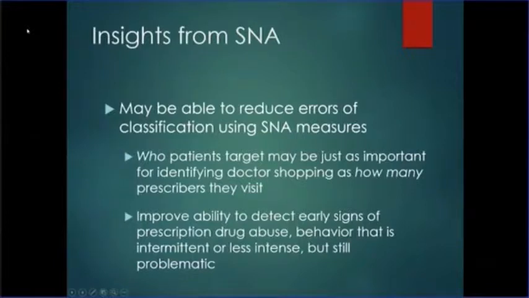So in terms of the unique insights of social network analysis, I'm hoping that we're going to be able to reduce errors of classification using SNA and get measures that are more nuanced and more sensitive than the ones that we currently use. What this suggests is that who patients are targeting for doctor shopping may be just as important as how many doctors, right? So you may be seeking out prescriptions from fewer providers, but if those happen to be the providers that are the perfect targets, then that might say something about that person. And so hopefully we can identify those types of people better with these kinds of methods. And hopefully it will improve our ability to detect early signs of prescription drug abuse or behavior that is intermittent or less intense, but nonetheless problematic and potentially an indicator of worsening abuse.